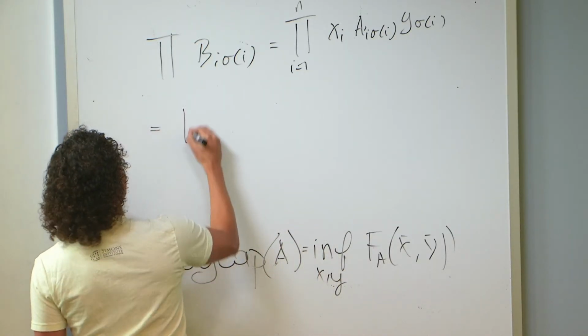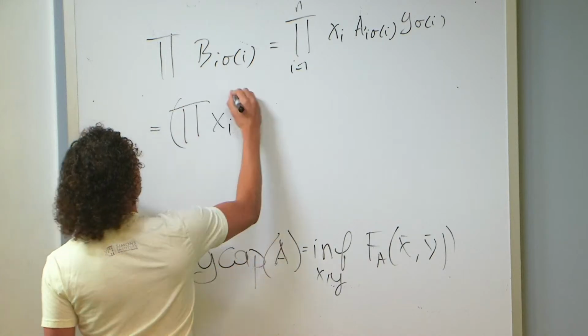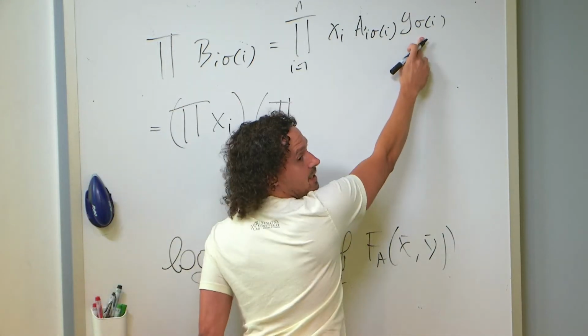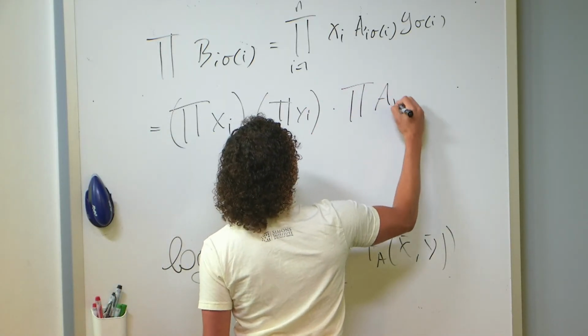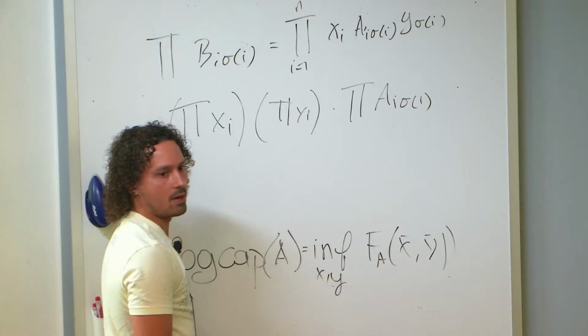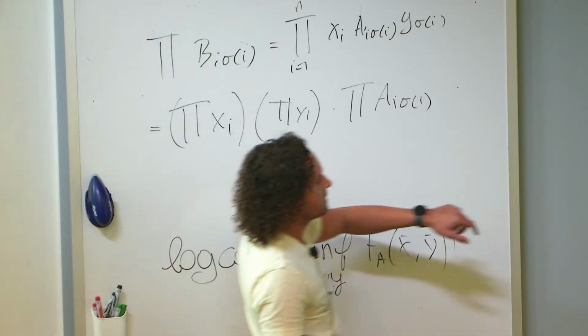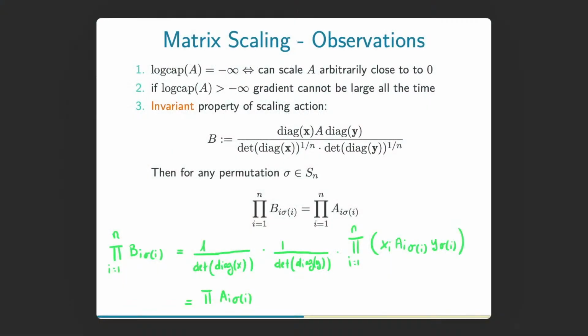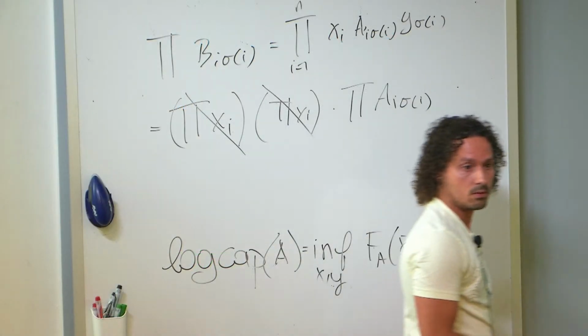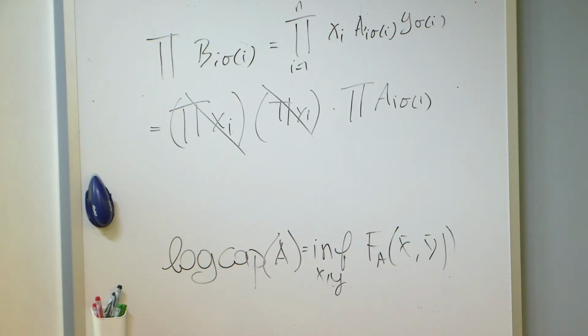And this is equal to the product of x_i times the product of y_{sigma(i)}, but sigma is a permutation, so I'm just going to say that this is the product of y_i times the product of a_{i,sigma(i)}. But remember, I was saying that X and Y, these matrices, have determinant 1 already, just so that I can get rid of these. Then what happens? Well, this is the determinant of the diagonal, so this is 1 and this is 1. So for any permutation, the product is invariant when I multiply on the left and the right by these matrices. Does that make sense?